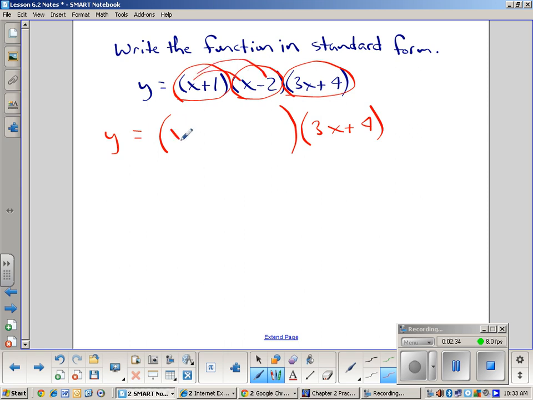X times x is x squared. X times minus 2 is minus 2x. 1 times x is plus x. And 1 times minus 2 is minus 2.